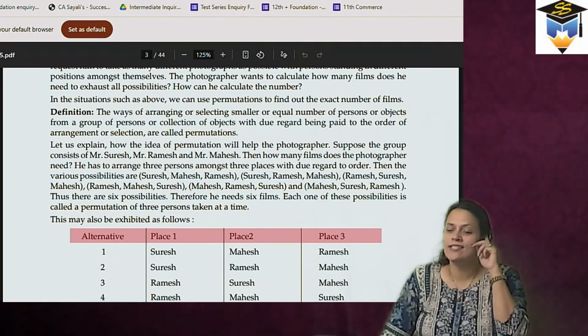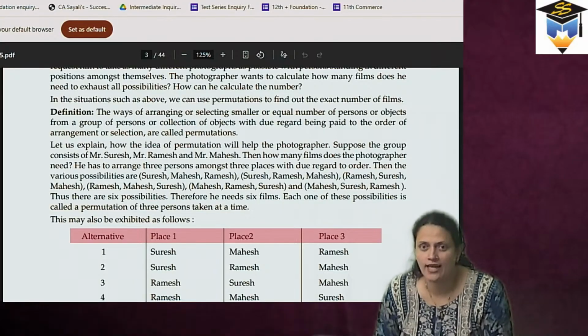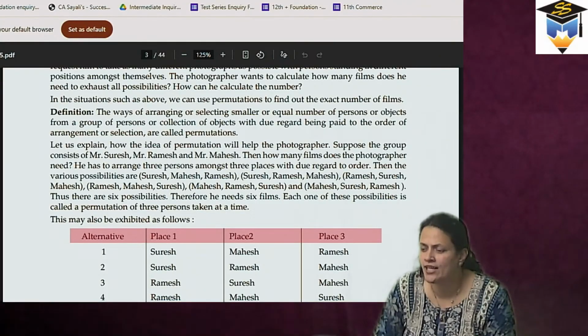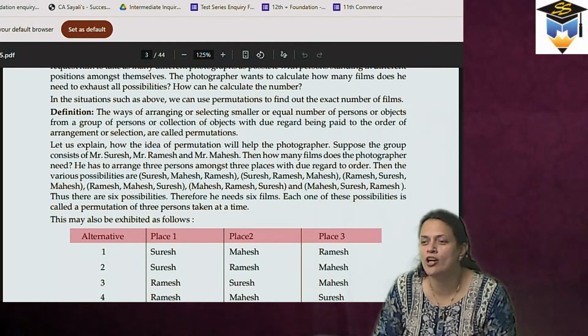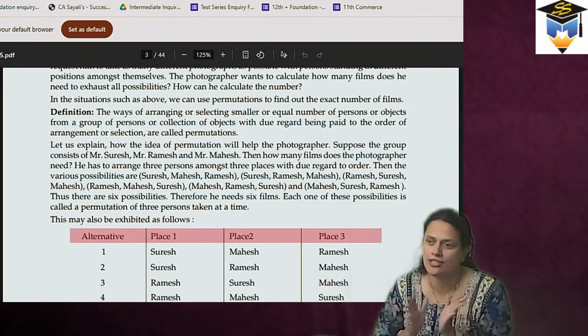Okay, so let us start with a new chapter today called permutation combination. Chapter number कितना है permutation combination? Chapter number 5, permutation and combination.